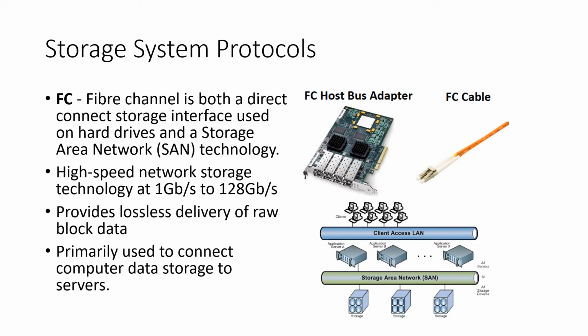FC stands for Fiber Channel, is both a direct connect storage interface used on hard drives and a SAN technology. First, FC offered data speeds of 100, 200, and 400 MB/s. Native FC interface hard drives are found in very high-end storage arrays used in SAN and NAS appliances, although the technology may ultimately give way to SAS. High-speed FC network storage technology works at 1 GB/s up to 128 GB/s. Fiber Channel provides lossless delivery of raw block data and is primarily used to connect computer data storage to servers.